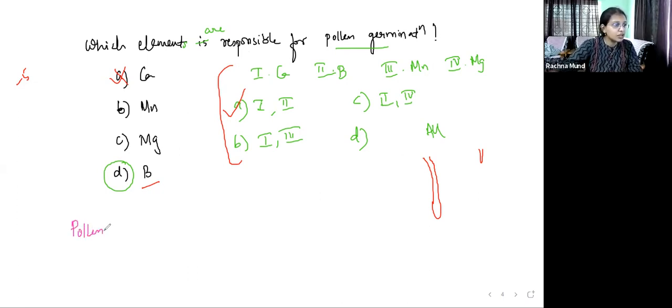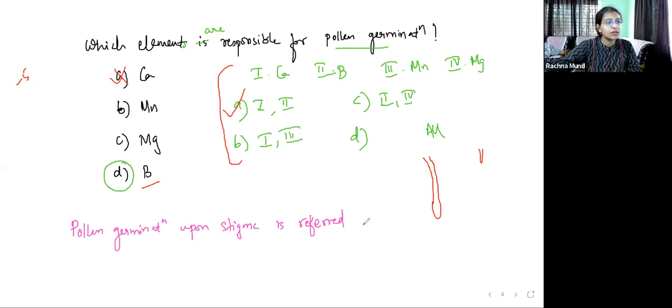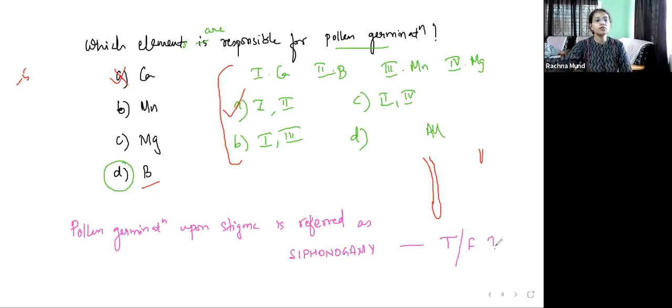Pollen germination upon stigma is referred as siphonogamy. True or false? Pollen germination upon stigma is referred as siphonogamy. Siphonogamy. This is true or false?